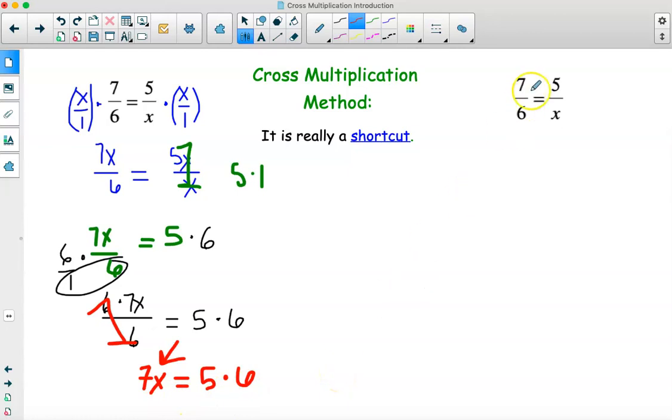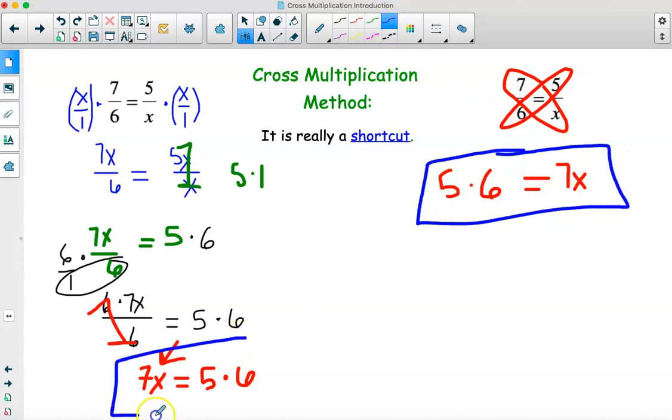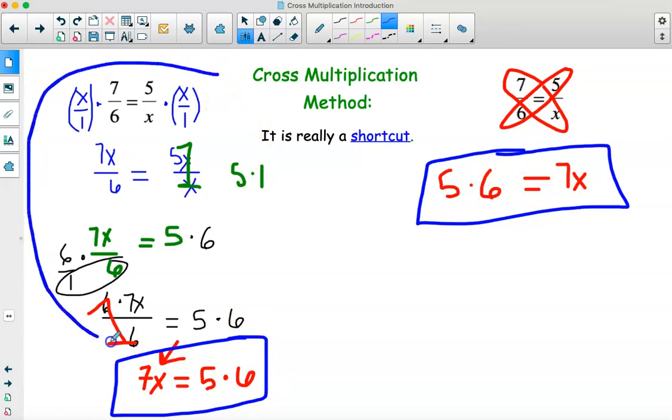But then I wanted to show you over here, take a look at this. If I multiply 7 times x, I get 7x. And then if I cross multiply over here, 5 times 6, I want you to notice that in one step, we got to the same point that we got to with this side where we did all of this work.